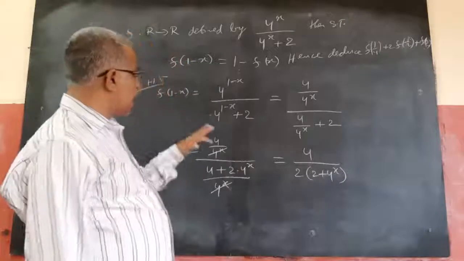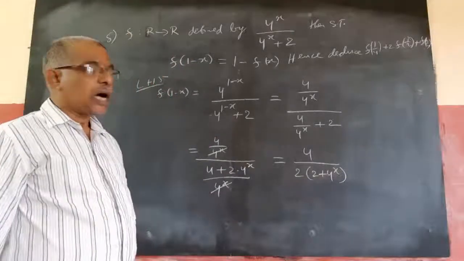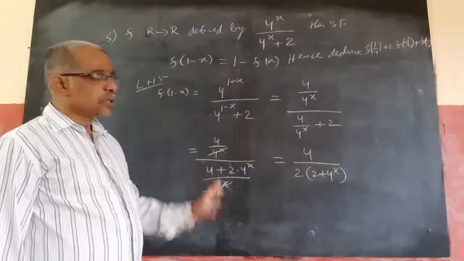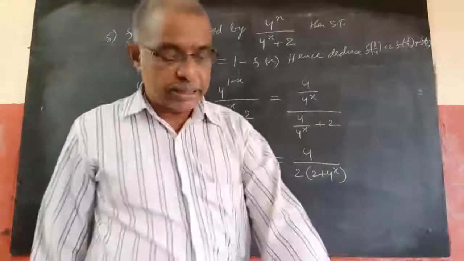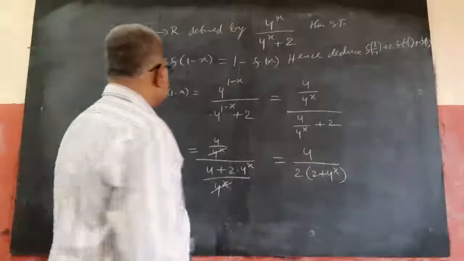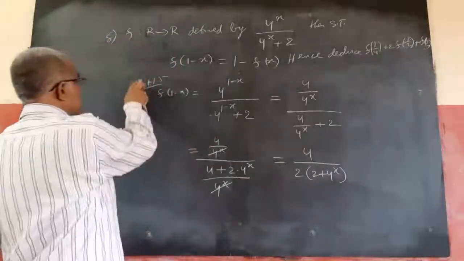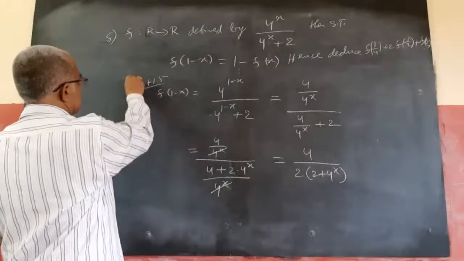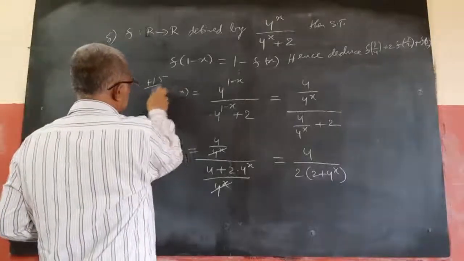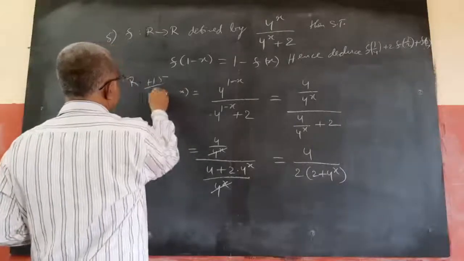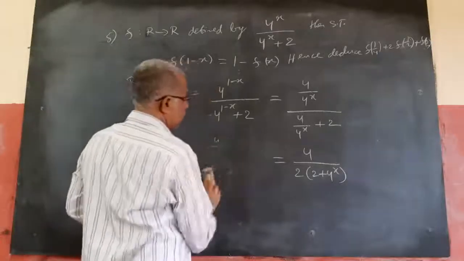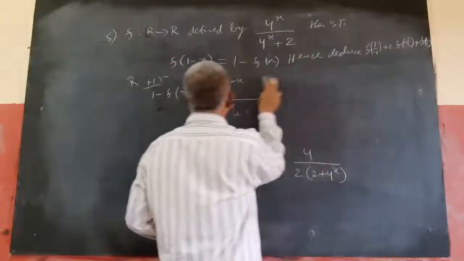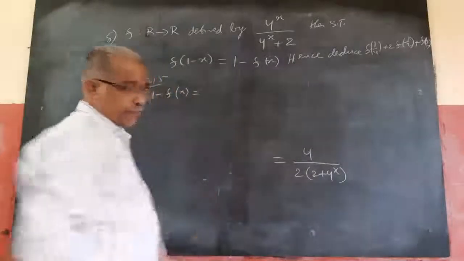Next we will go for the RHS. If both of them give the same answer, then I can say LHS equals RHS. So we will keep it like that and go for the RHS. What is the RHS? The RHS is 1 - f(x).